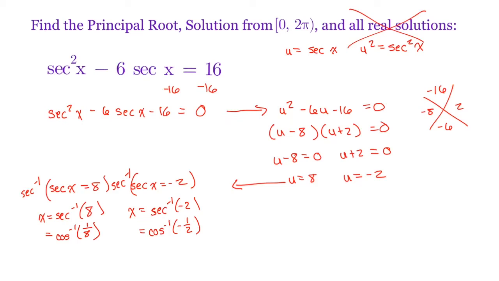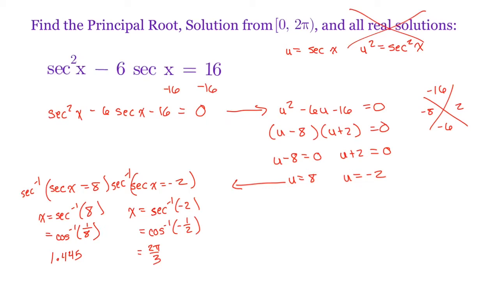let's see, inverse cosine of 1/8 gives us the answer of 1.445. And then inverse cosine of -1/2, that's on our unit circle. It's at -1/2 at 2 pi thirds. So those would be our two principal roots. So now how do we find the other roots?